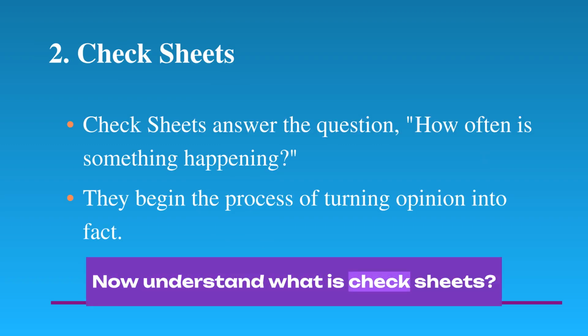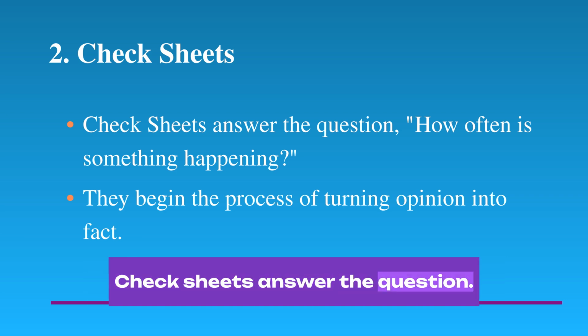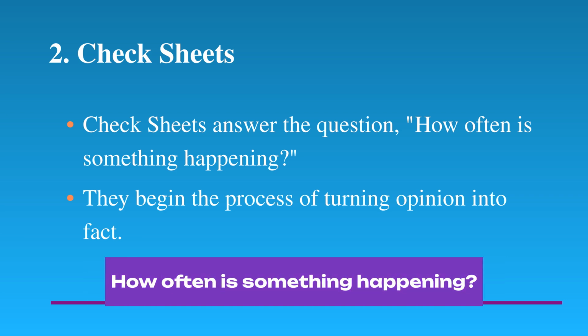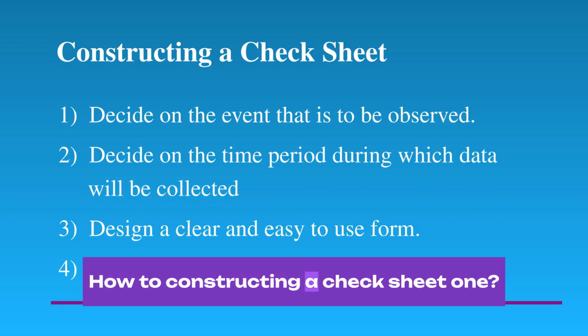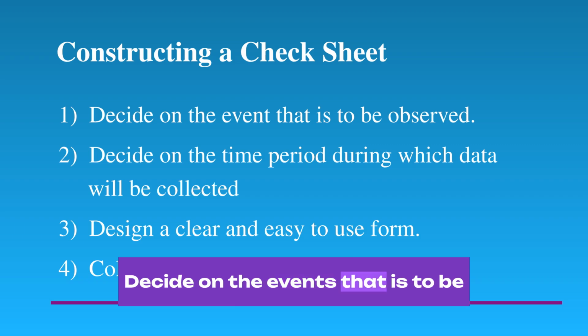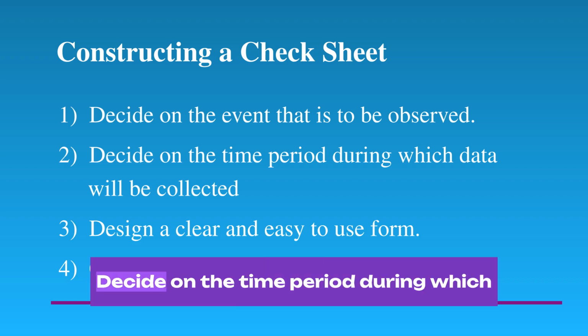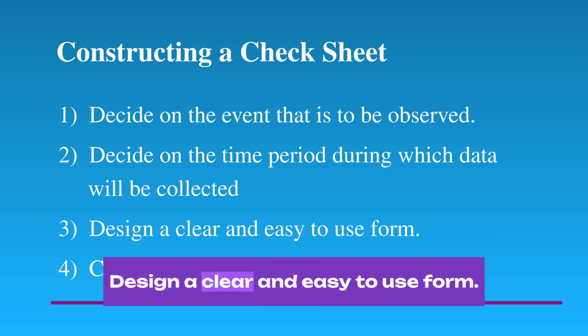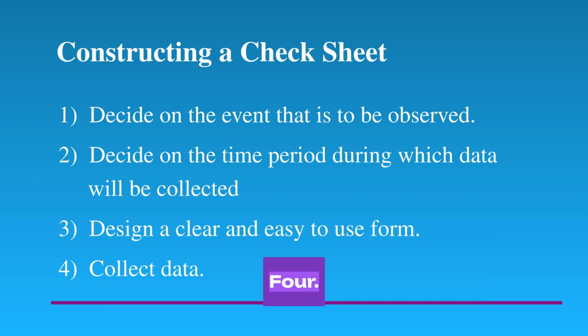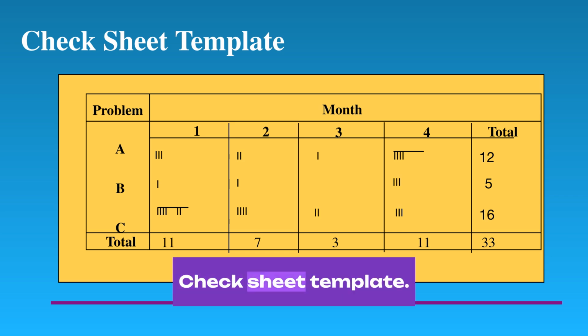Now let's understand what check sheets are. Check sheets answer the question, how often is something happening? They begin the process of turning opinion into fact. How to construct a check sheet: 1. Decide on the event that is to be observed. 2. Decide on the time period during which data will be collected. 3. Design a clear and easy to use form. 4. Collect data.